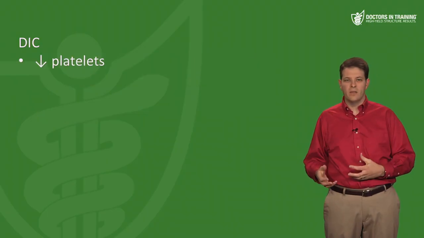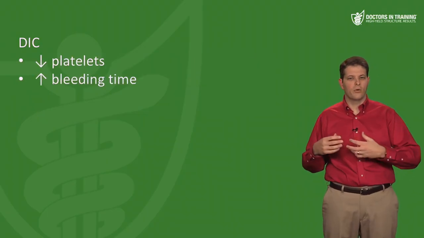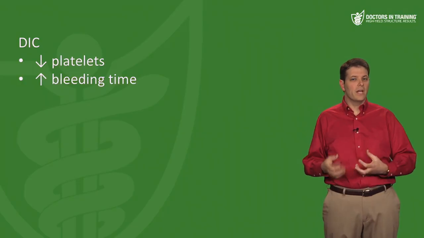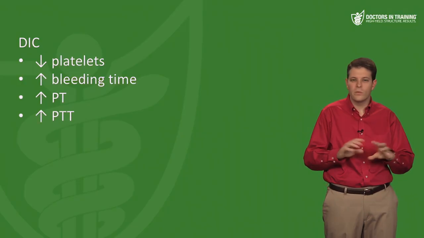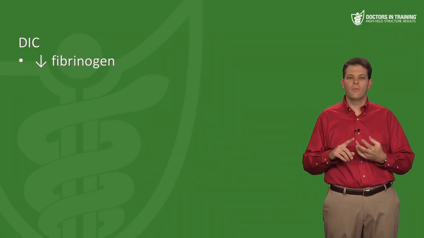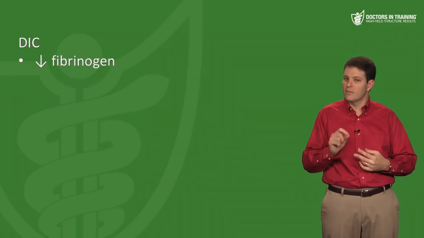You have low platelets because they're being consumed, and that causes a prolonged bleeding time. But the coagulation factors are also being consumed, so PT and PTT are also going to be prolonged. This is a real mess. You can also see low fibrinogen, which is a very good clue on the labs, and it's very high yield.